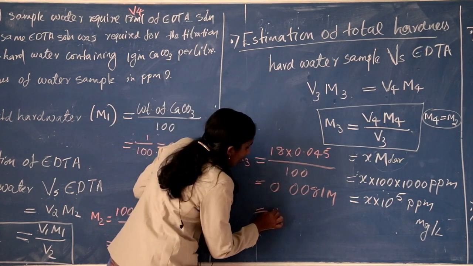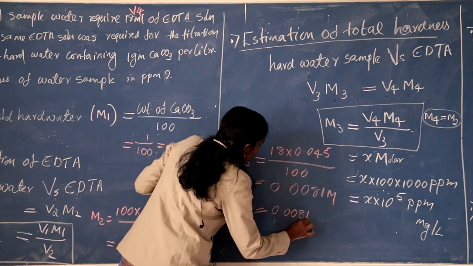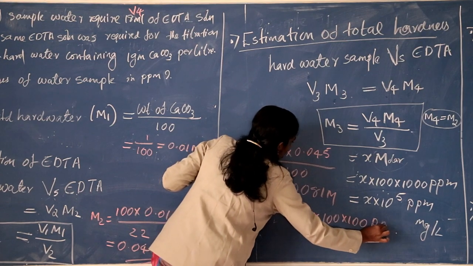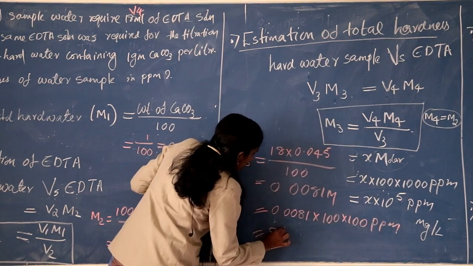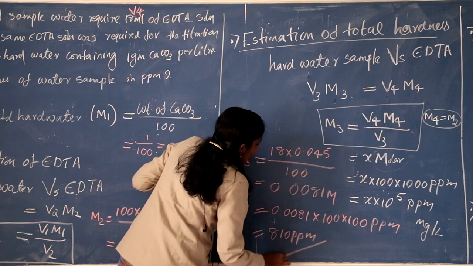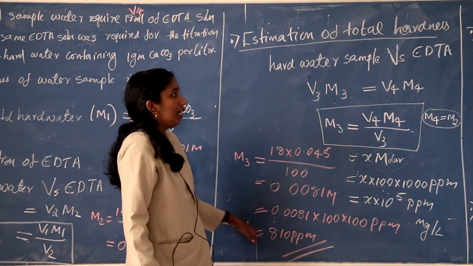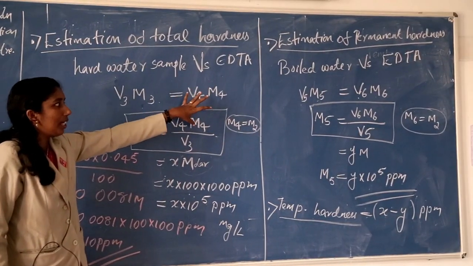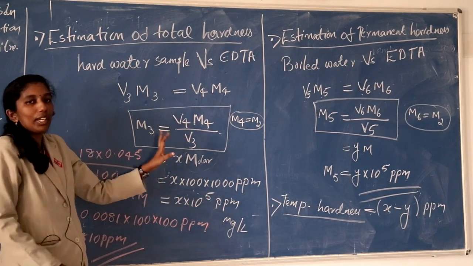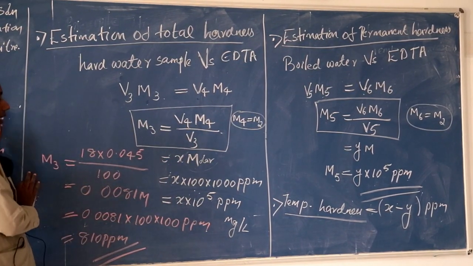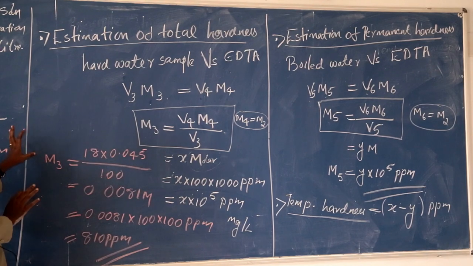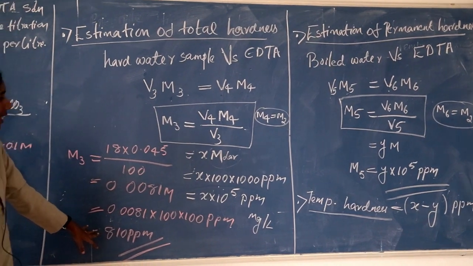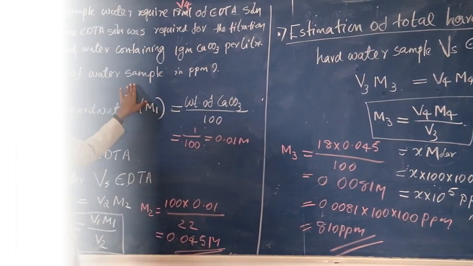Okay, but we have molarity and we have to convert it to ppm. What do we have to do? This answer is multiplied with 100 into 1000. Molarity converted to ppm, we get 810 ppm. If boiled water is given, substitute the boiled water volume and M5 in the same way. The calculation steps should be learned by heart. So from M3, total hardness is equal to 810 ppm. Okay.